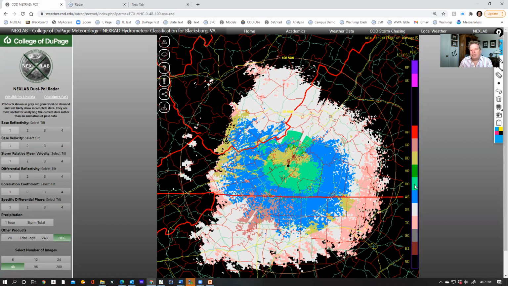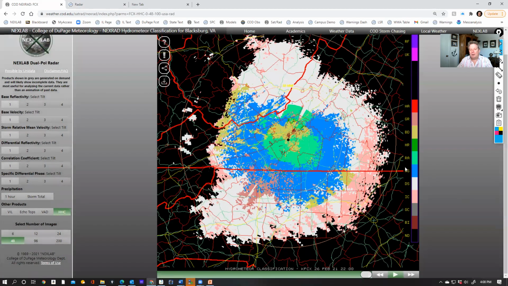RA, what do you think RA is? And the answer is yes, rain. So what do you think HR is? Heavy rain. But here's a cool one, and there's stuff showing up kind of around the area. BD. And we talked about this with reflectivity. What do you think BD stands for? And the answer is big drops, which I think is really amazing, right? Big drops. We will talk about why that is.